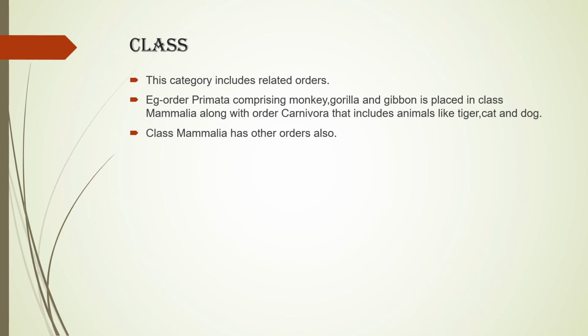Now class. What is class? This category includes some related orders. For example, Primata comprising the gorilla, monkey as well as the gibbon, is placed under the class Mammalia, and along with it the order Carnivora that includes tiger, cat and dog. Now class Mammalia has other orders also. Many different orders are there, but the class is Mammalia.